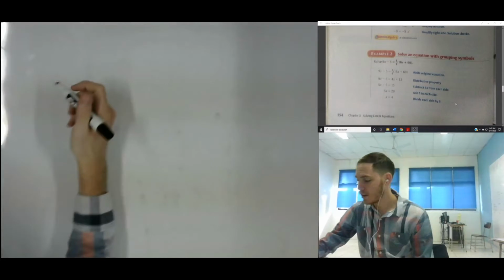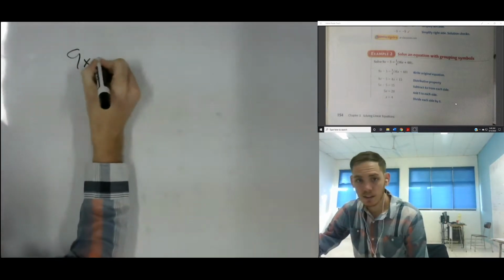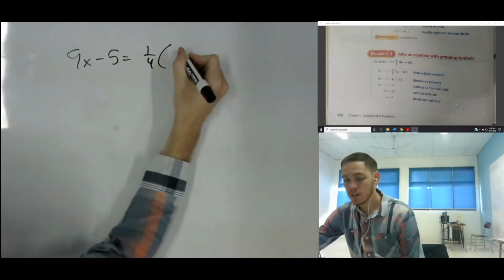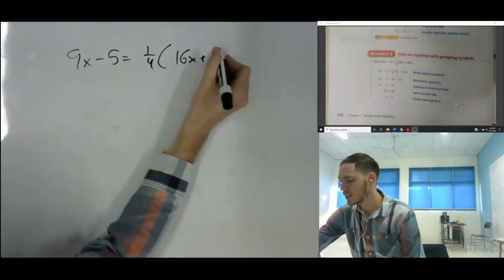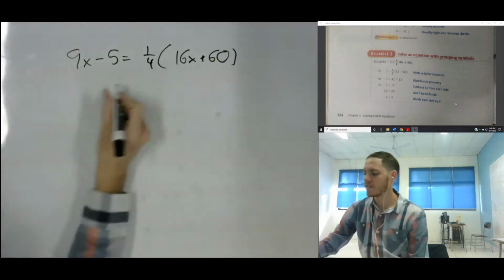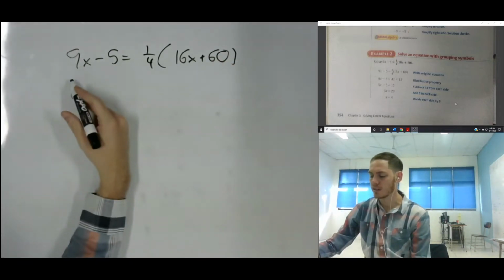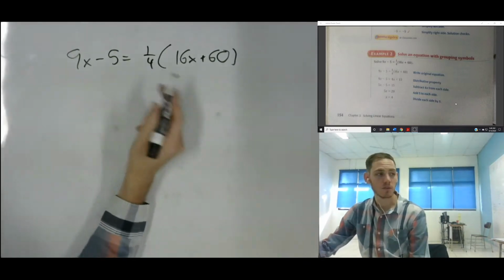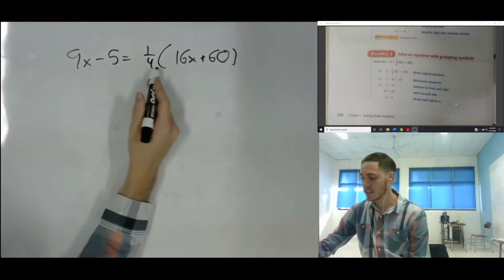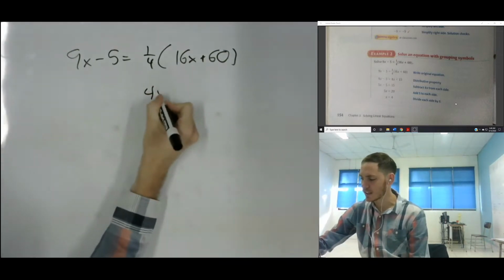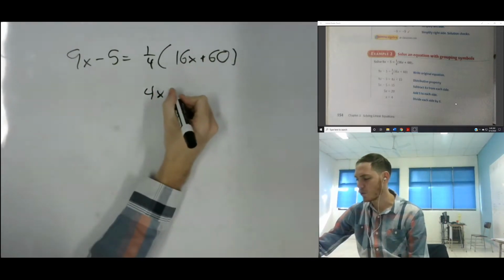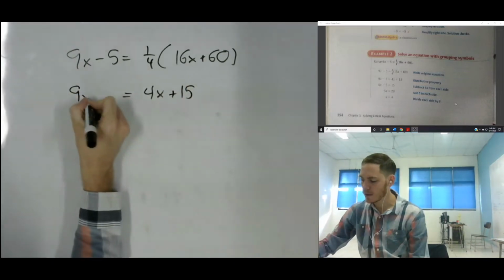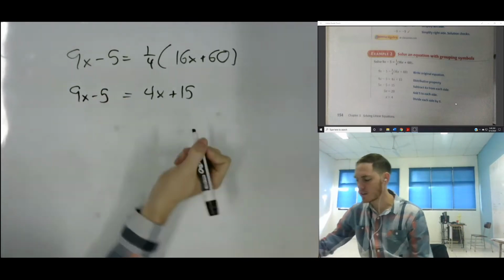Okay, so 9x minus 5 equals 1/4 of 16x plus 60. Now, do we have an x variable outside the parentheses? Yeah, so it's over here. So we should distribute. So if we distribute this 1/4 to 16, 16 times 1/4 is going to give us 4x, and 60 times 1/4 is 15. You can double check my work if you think I'm wrong, but I'm pretty sure.